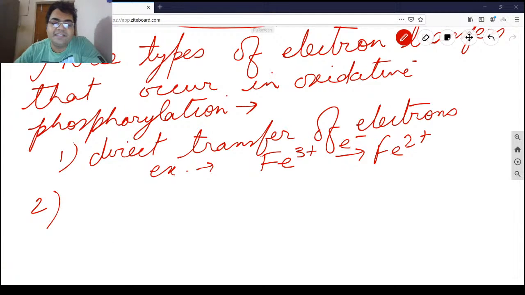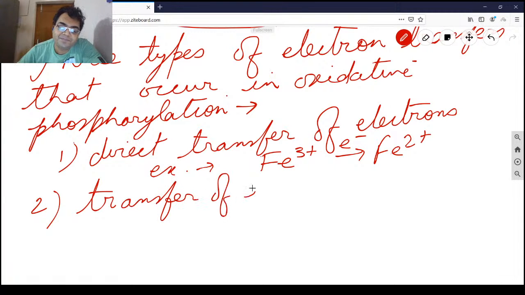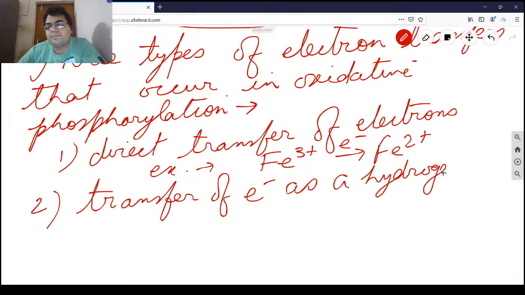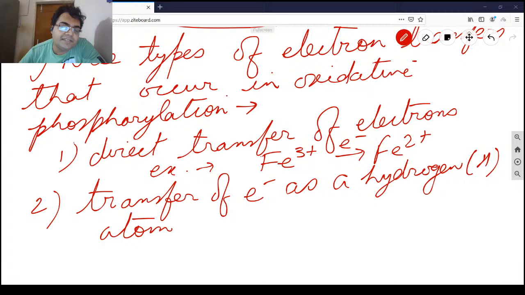Number two is very interesting. Transfer of electrons as a hydrogen atom. That is H+ plus e-. In case of NADH, right? Transfer of electron as a hydrogen atom can also be done. The H atom, that is H+ plus e-.